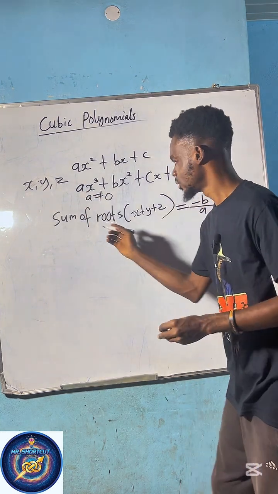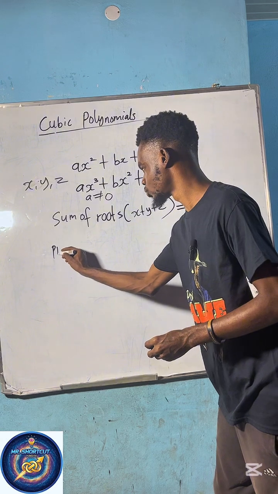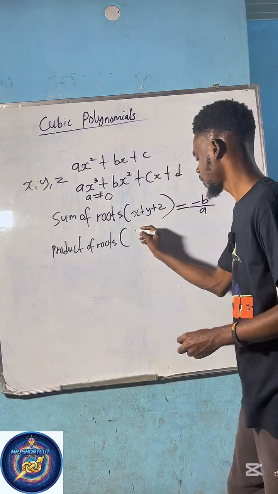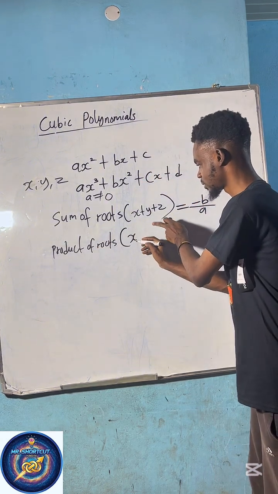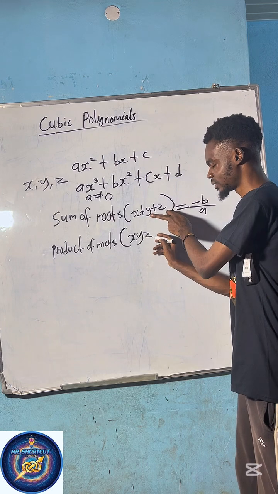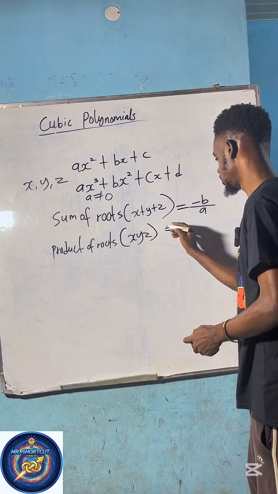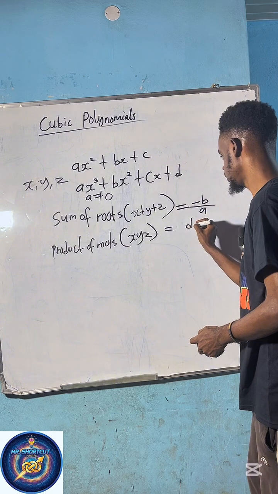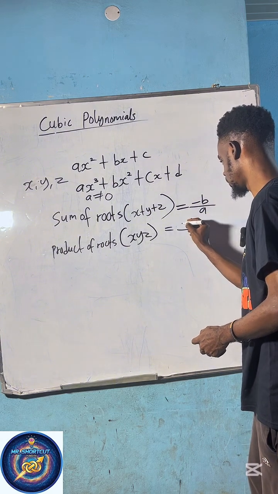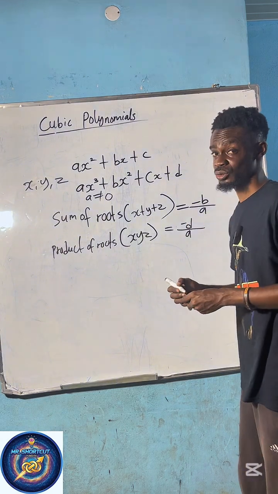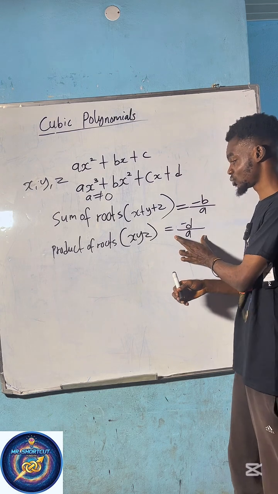Now we also need to take note of the product of roots, which is x times y times z. This is the product of the roots, and the formula is simply minus d over a. So this is the formula for the product of roots of the polynomial.